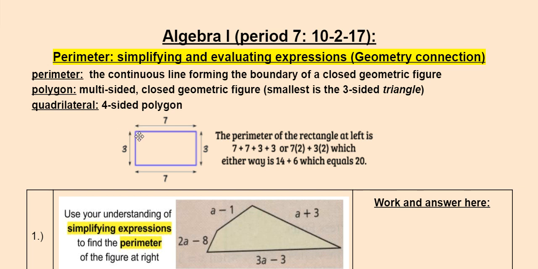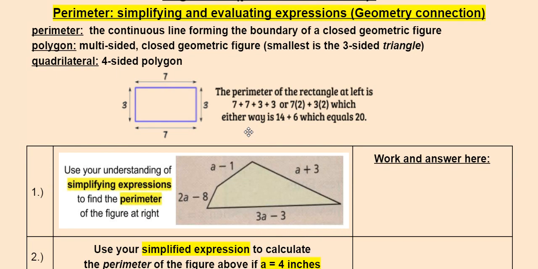Closed means that it has no openings, like this one right here. Polygon: a multi-sided closed geometric figure, the smallest of which is a three-sided polygon called a triangle. Okay, so that's the smallest polygon, and then they go up from there. A four-sided polygon is called a quadrilateral, and quadrilaterals include trapezoids, rectangles, rhombi, squares, a bunch of different ones that we'll look at, and you'll look at more next year.